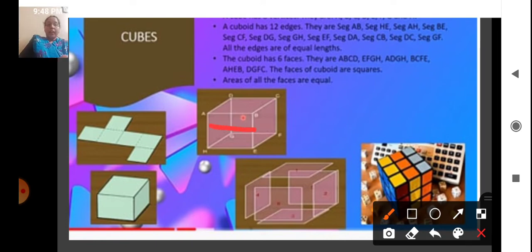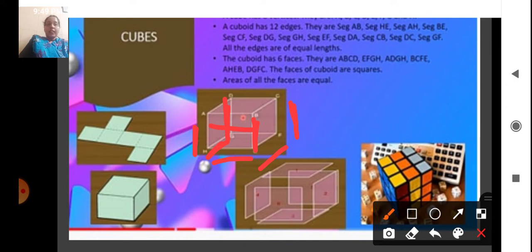Segment AB. Can you see? Segment HE. Segment AH. Segment BE. Segment CF. Segment DG, this middle one. Segment GH. Segment EF. Very good.